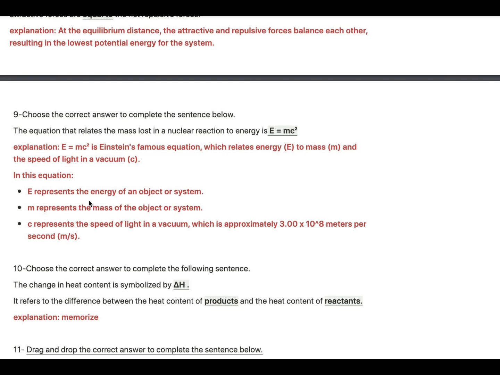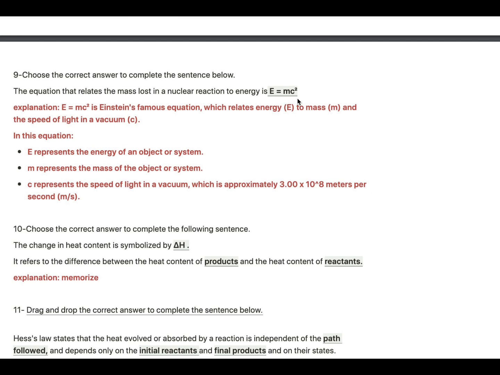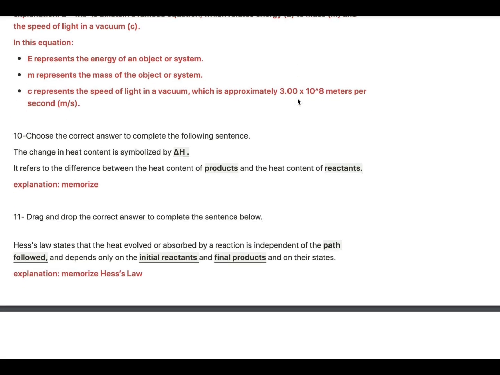So just remember that E is the energy, m is the mass, and c is the speed of light in vacuum. Speed of light is 3 times 10 to the power of 8 meters per second. Usually either energy or mass is given, and speed of light is always given, right? So you'll have to find either E or m. Choose the correct answer to complete the following sentence.